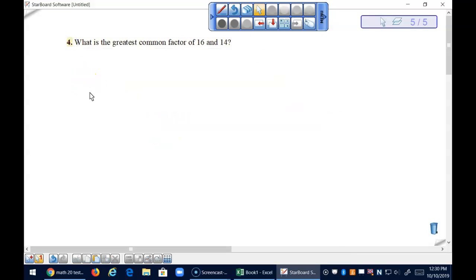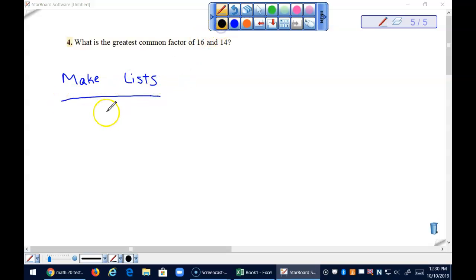Okay, greatest common factor of 16 and 14. There are a few ways to do this. Maybe I'm the kind of person that likes to make lists. What are all the factors of 16? Well, I could do 1 times 16. I could do 2 times 8. 3, 4, sure, 4 times 4.